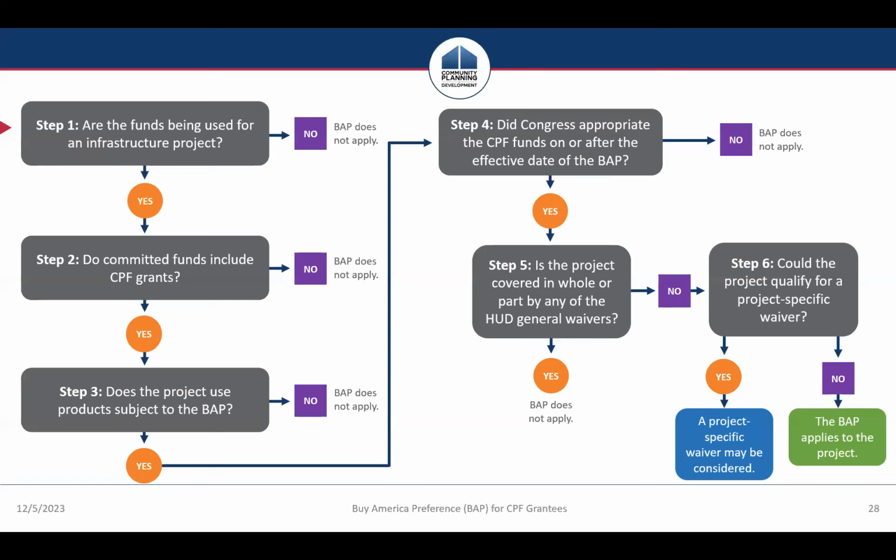Step 5, is the project covered in whole or in part by any of the HUD general waivers? And then step 6, could the project qualify for a project-specific waiver? And as you work through that flow chart, document how you reached your determination for each and maintain that in your program file as part of your record keeping. And I'm going to turn it over to Clint now to talk more about record keeping.